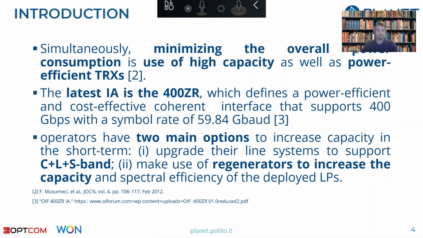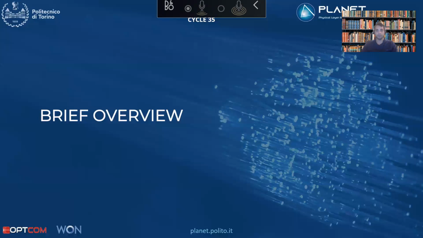So as I said already, we need to increase the capacity of the network. So operators have two main options to increase their capacity. The first of them is to upgrade their line system to support C plus L plus S band, or make use of regenerators to increase the capacity of their network.